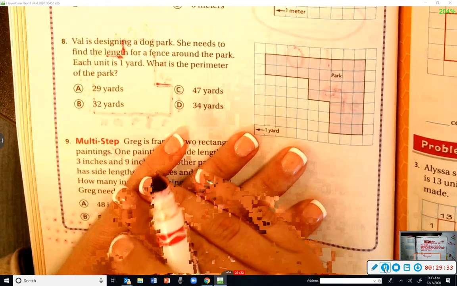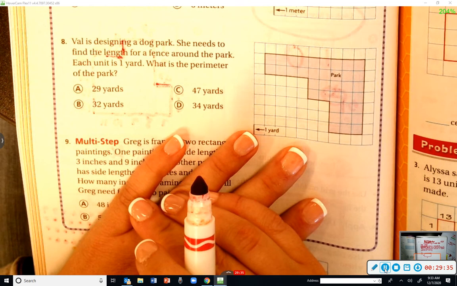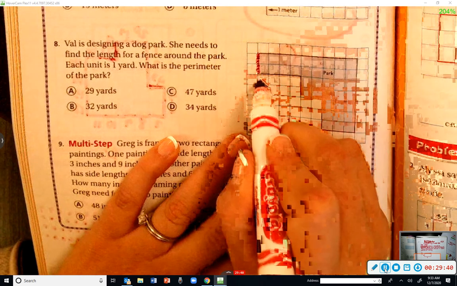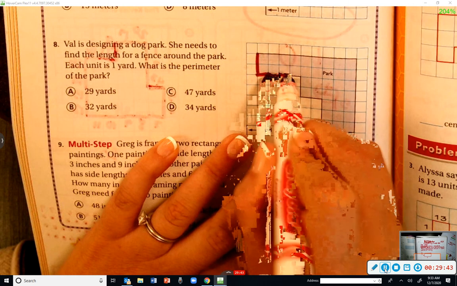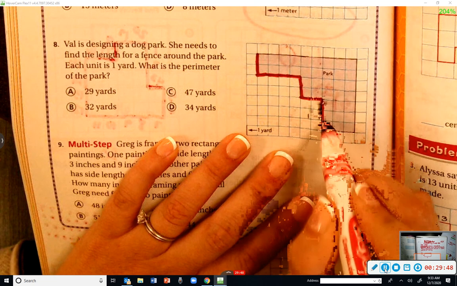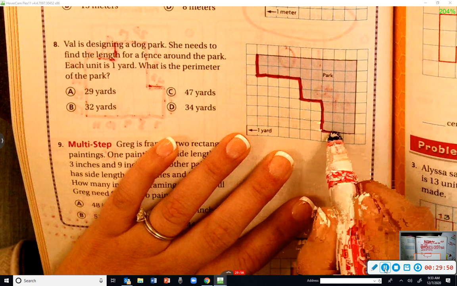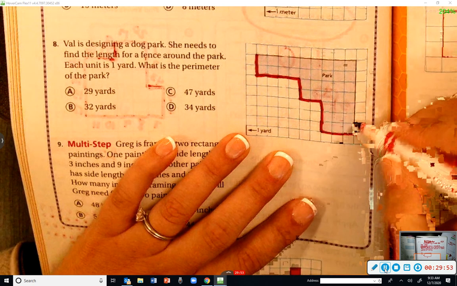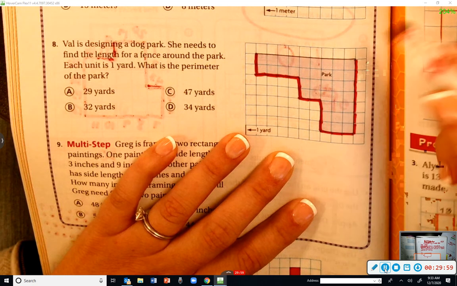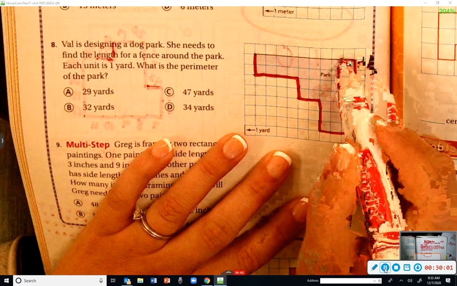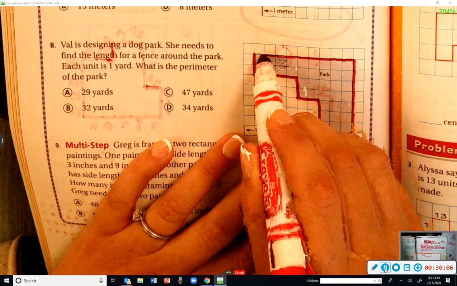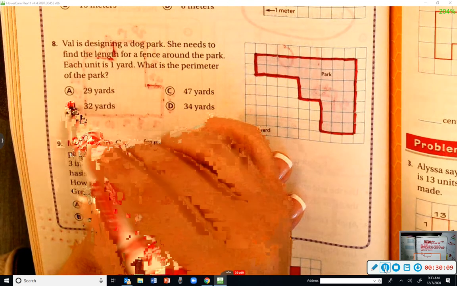Number 2, what is the perimeter of the park? So you had to do the same thing. Trace around all of the outside edges. 1, 2, 3, up to 32. B was your correct answer for 8.